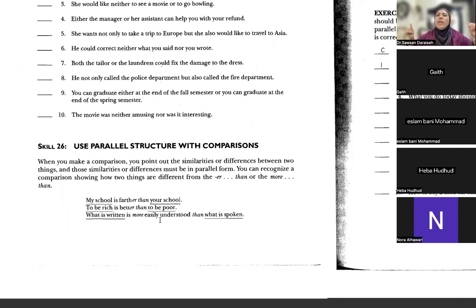ولا لا؟ What do you think? Do you agree? Guys, do you agree? I agree. To be rich is better than to be poor. Right?